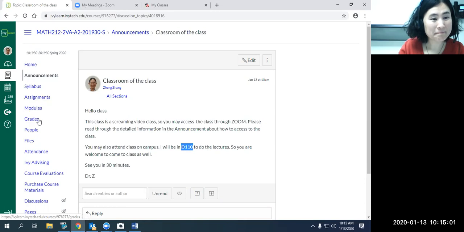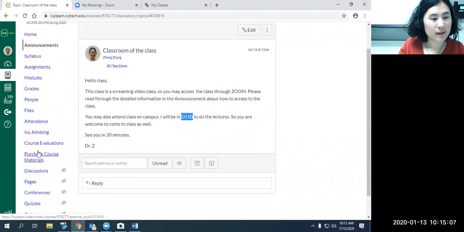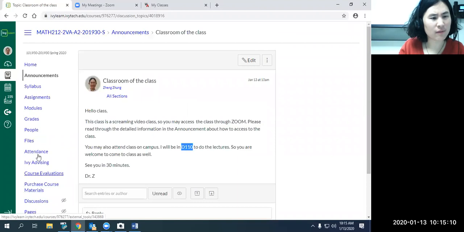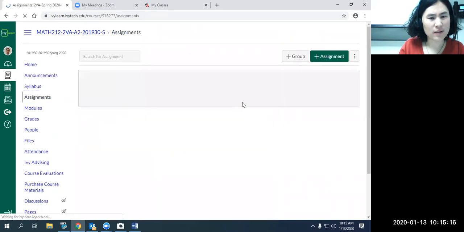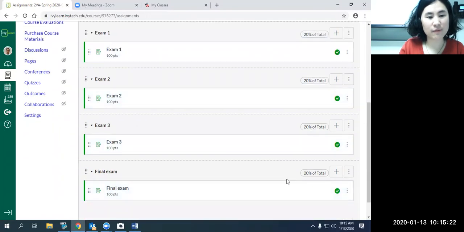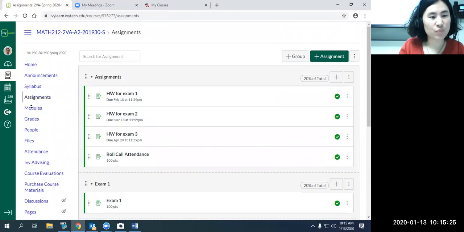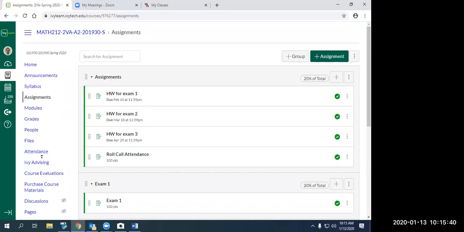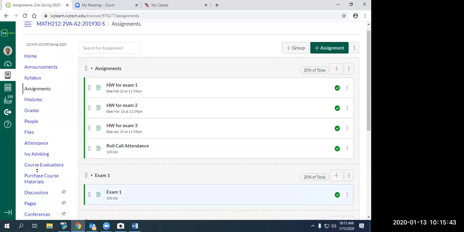Questions? Okay, so attendance, Ivy advising, I believe that's everything I would like to cover. Syllabus, we read that. Assignments, you will see the grading scale: 20% homework assignments, each midterm exam accounts for 20%, final exam 20%. Under modules, we saw that already. Grades, you'll see these. Under files, I don't think we have much there. You can check that as well, but if you check modules, that should be enough. And I take attendance every time. Okay, so purchase course materials.